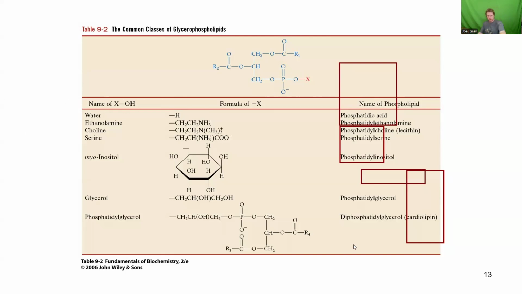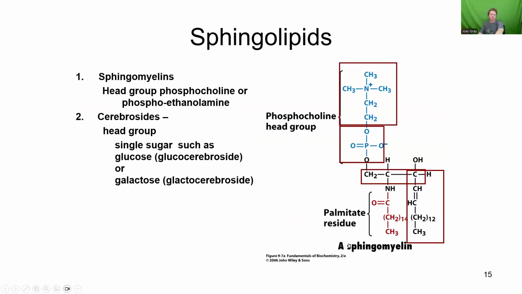Sphingomyelins are a class of compounds that have that phosphocholine as their head group. Cerebrosides, by contrast, have a head group that would be a single sugar, something like glucose or galactose. Now, these different cerebrosides are pretty important for development.